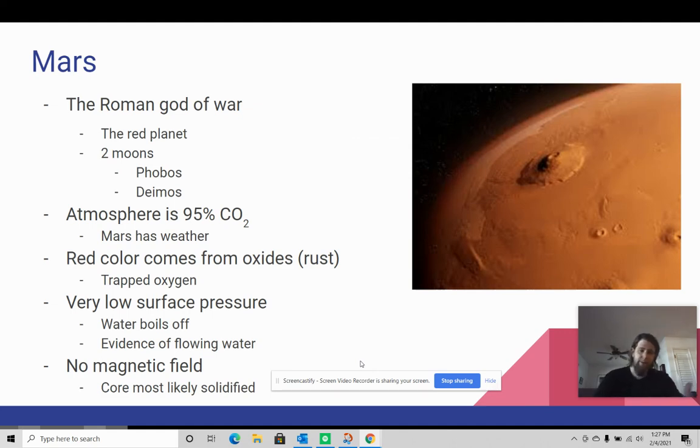We have a magnetic field, and our outer core is liquid, which generates that magnetic field. So since Mars doesn't have one, we can say that the core is most likely solidified.